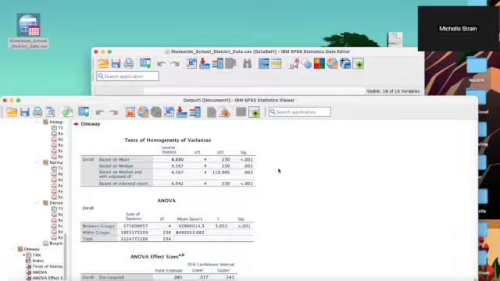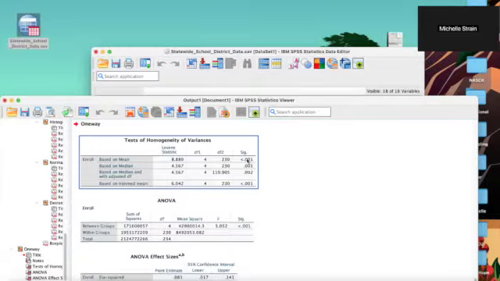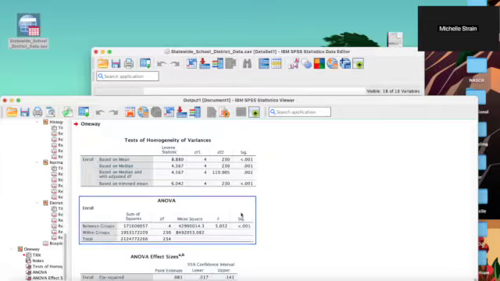So we're looking to see if there is a significant difference. And so we're looking right here at the based on mean and the between groups. And they're the same, essentially. They're less than 0.001. So that number, 0.001, is less than 0.05, which means there is a significant difference and we do have homogeneity of variance.